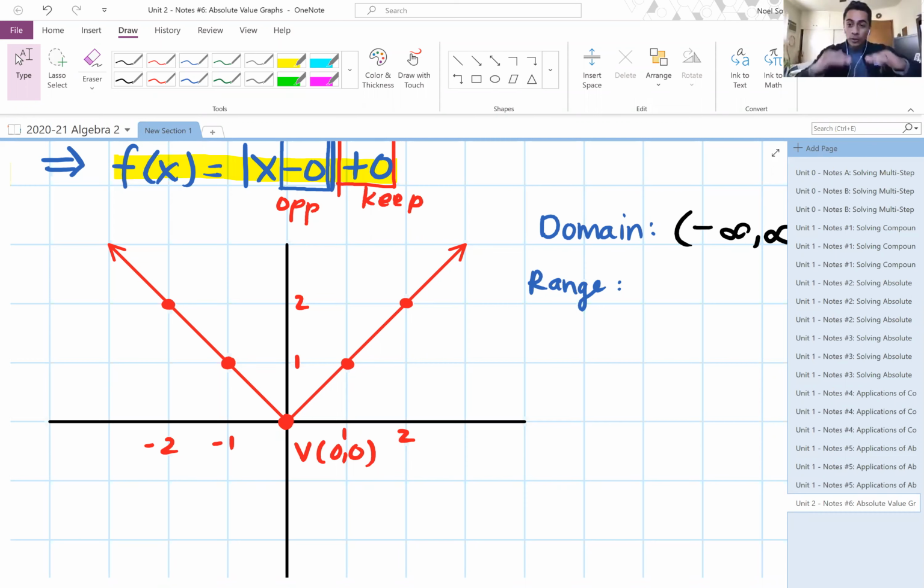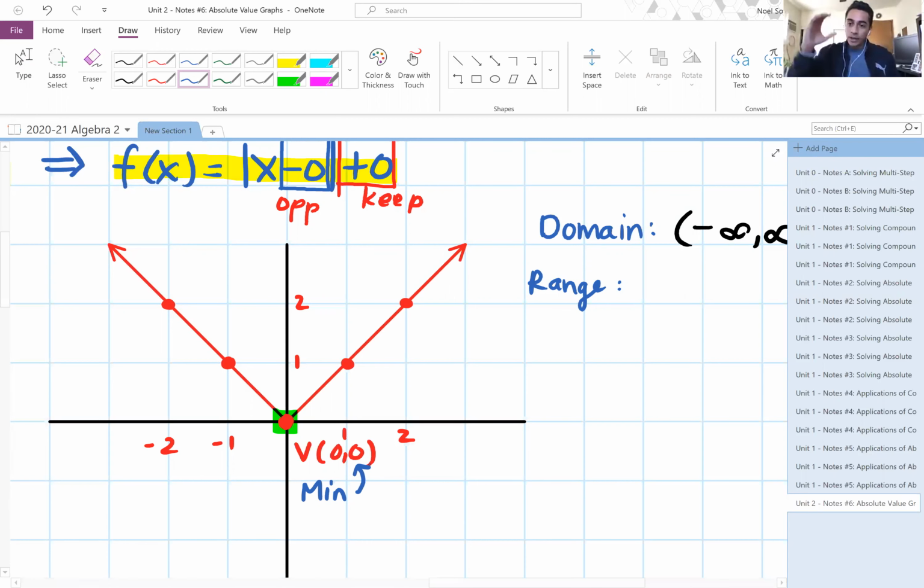So think about what is the lowest y value that we have on this graph? Where is it? Yeah, it's 0. It's right here. That's the lowest point that it goes. So my range has a cap. In this case, I have a minimum because that's the lowest. This point actually is a minimum value, because we're looking at the y value.